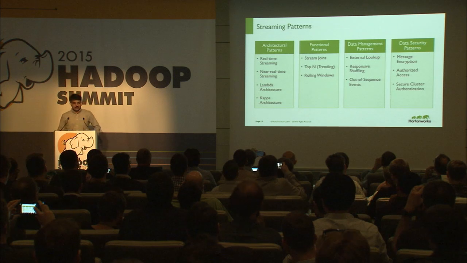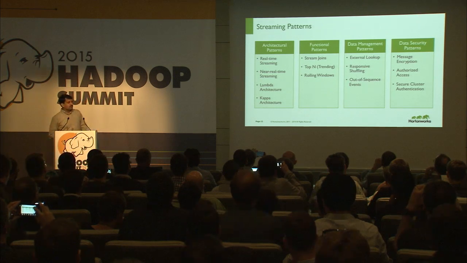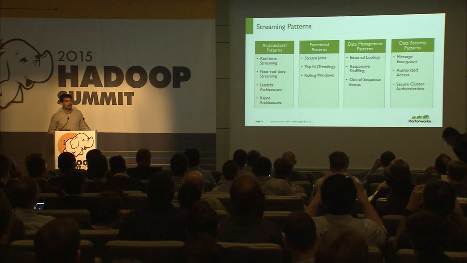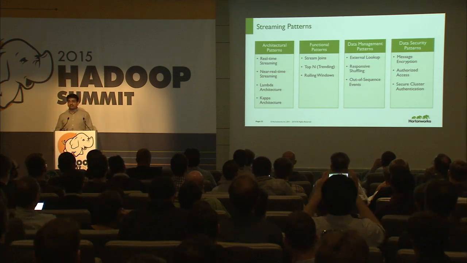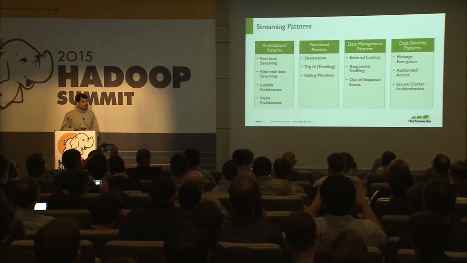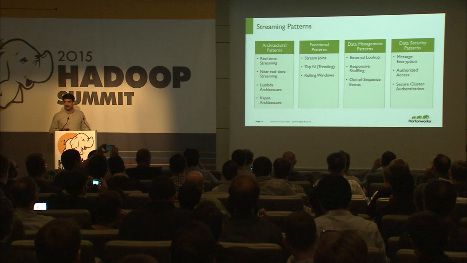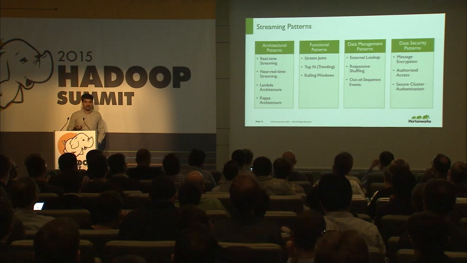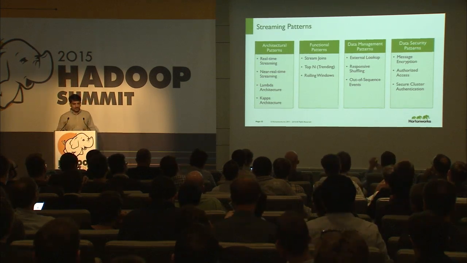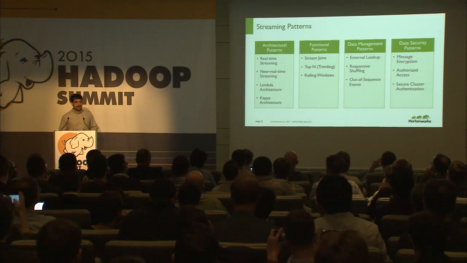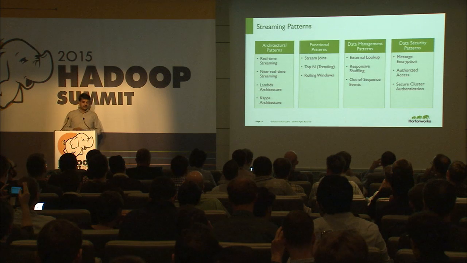So there are multiple design patterns, right? You have architectural patterns, like the real-time streaming architectural pattern that we talked about, the first pattern. There is a near real-time streaming pattern, which essentially is a micro-batching extension of the first architectural pattern that we have seen. There is Lambda architecture we talked about, there is Kappa architecture we talked about. There are functional patterns like stream joins, or finding top-N records, trending topics like Twitter. Or you have rolling windows, where you want to perform operations on certain rolling windows and get the outcome of that result.